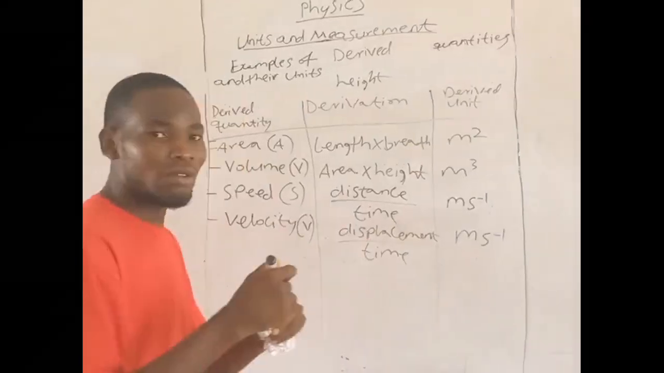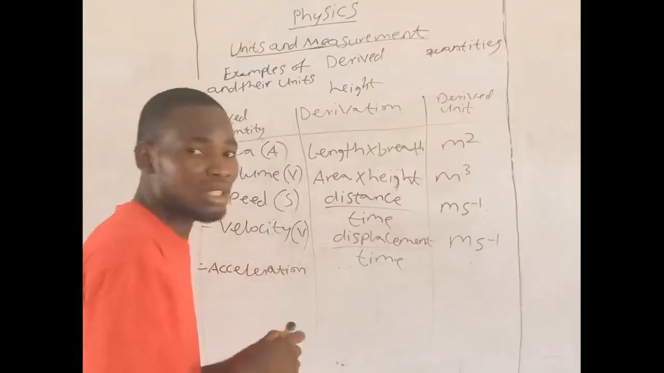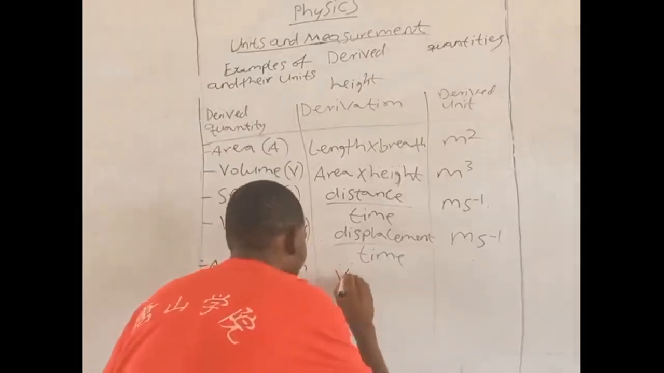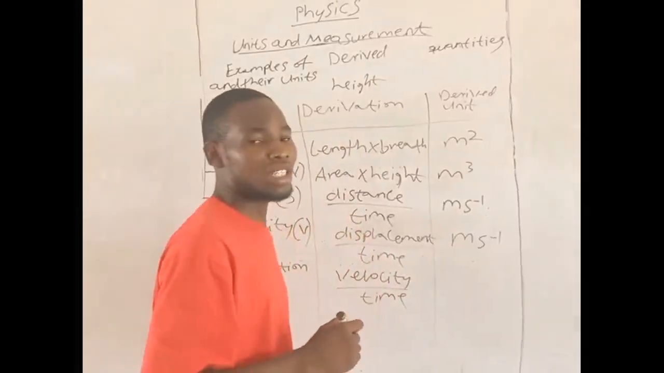Another derived quantity is acceleration. And the formula of acceleration is velocity over time. Now, the unit of acceleration is meter per second squared.